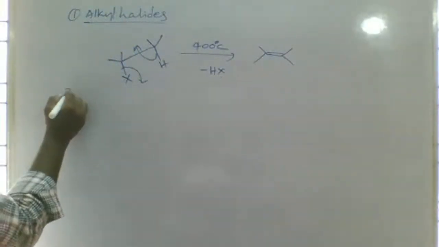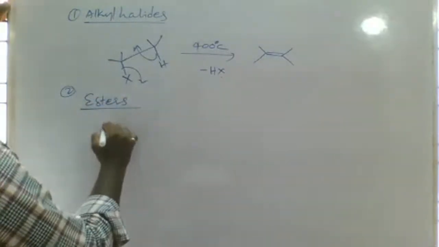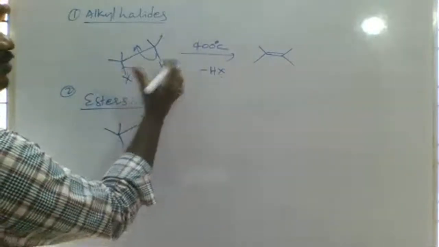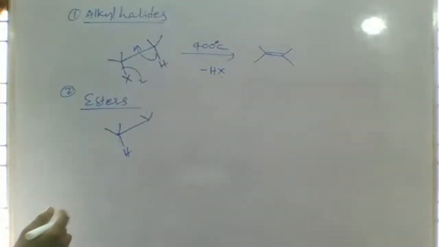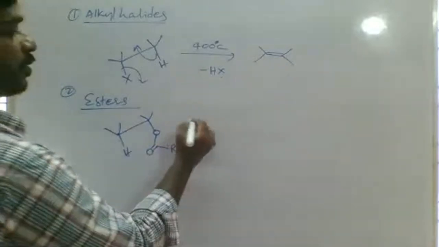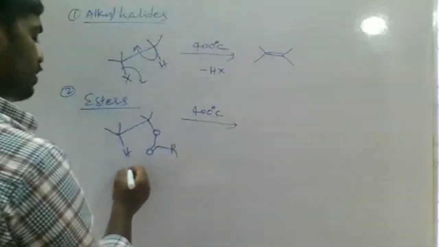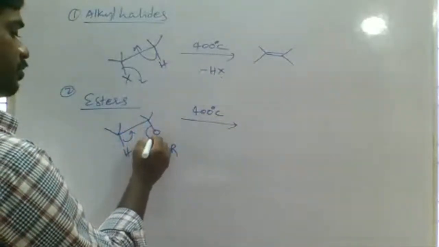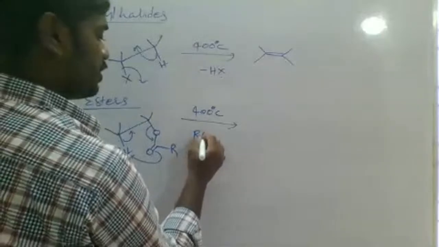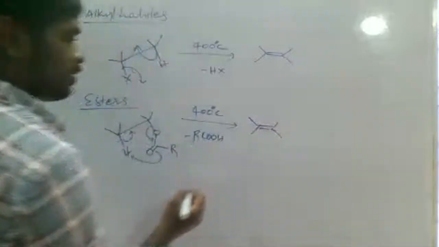The second one is the esters. This is a Sawhorse projection, and the eliminating groups are on the same side, therefore this is called a syn elimination. At around 400 degrees centigrade, the bonding electrons shift, and the RCOOH acid group is lost, forming the olefin or alkene.